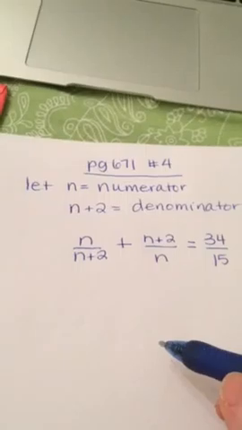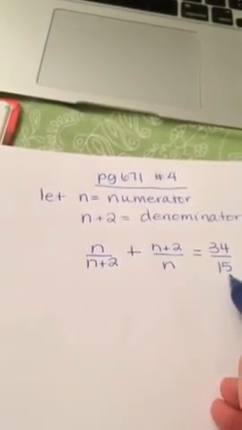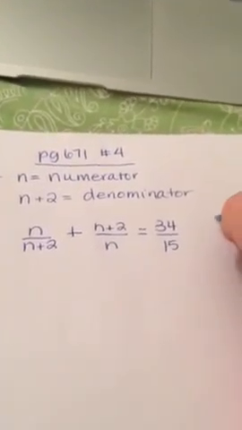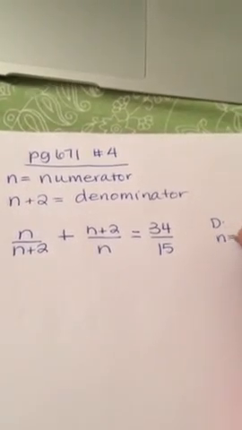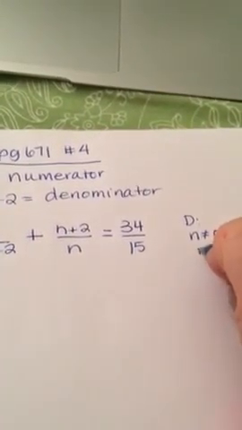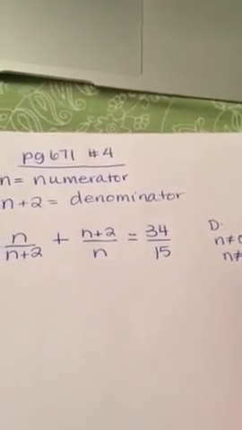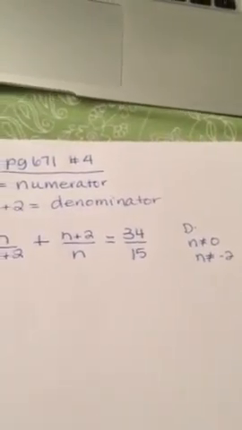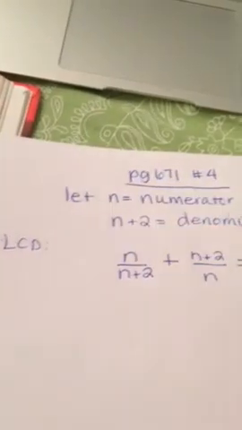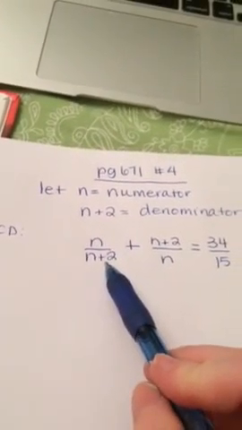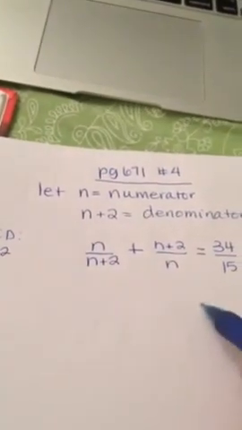Okay, so it's a little bit more complex because we need to find our LCD. First, we have to know that the domain is n cannot be 0 and n cannot be -2. So that's important. So I'm always going to write that down. But then I'm also going to consider my LCD. So my LCD is going to have an n plus 2 in it. It's going to have an n, and it's also going to have 15. So I'm going to put the 15n over here.